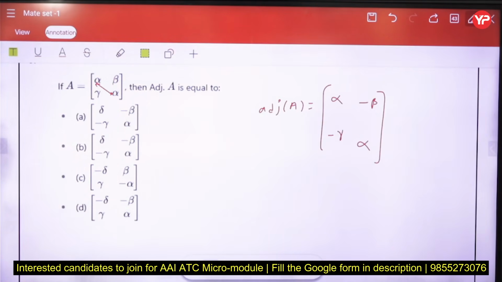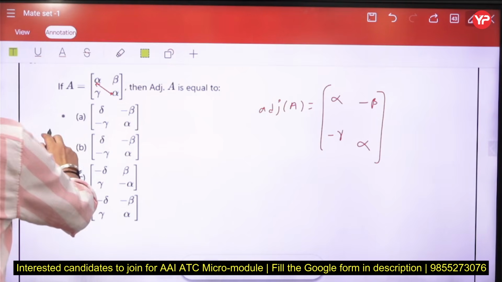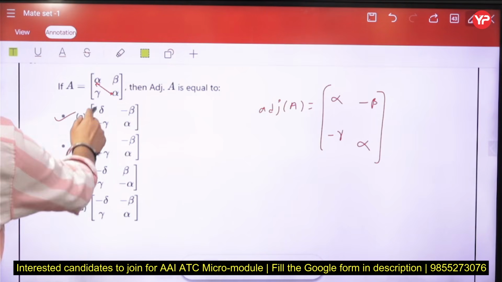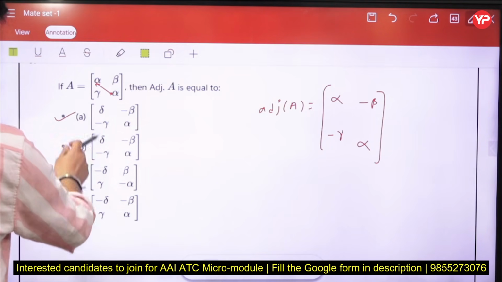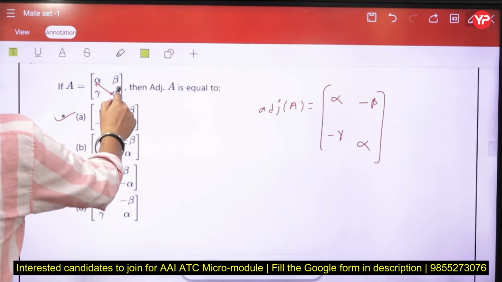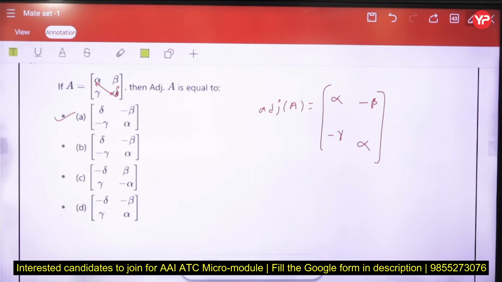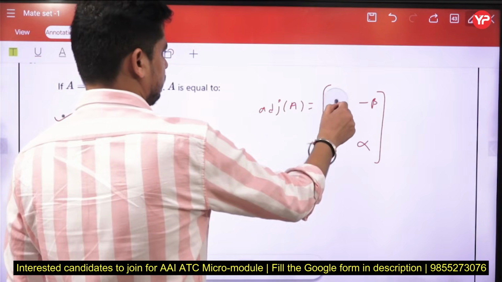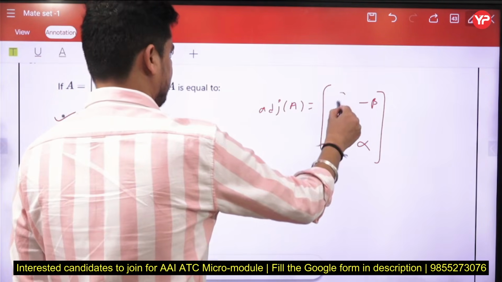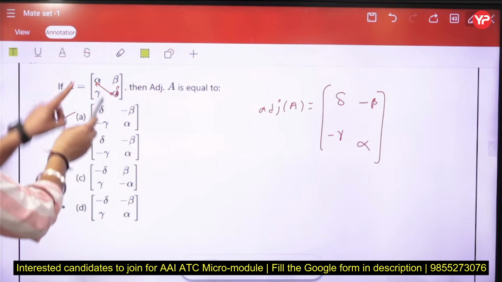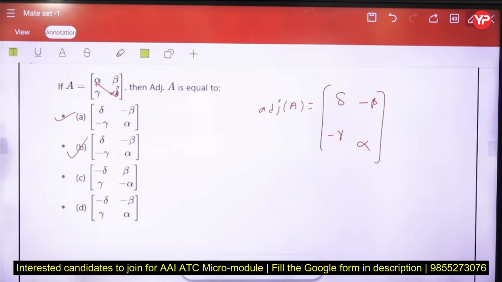So which one is the answer? Answer will be A. Oh sorry, this is alpha, not delta. I think this is a misprint. One thing is delta here, not alpha, right? That will be alpha, beta, gamma. Yeah, this is the delta here. So that becomes delta here. So just interchange these two elements and change the sign, so B will be the answer.